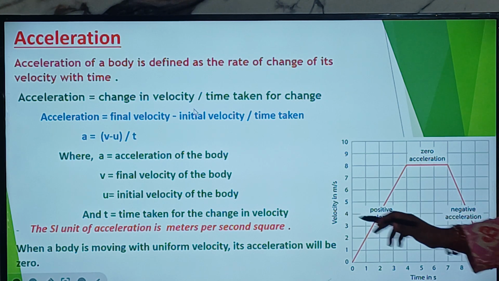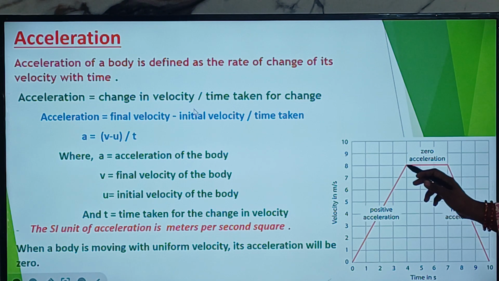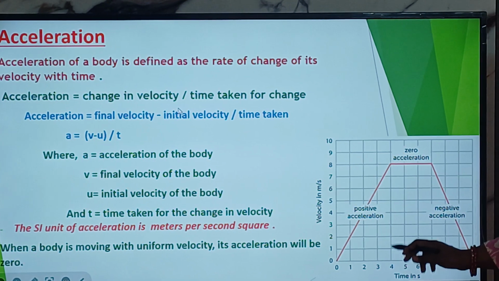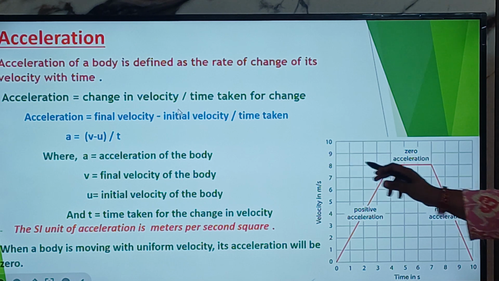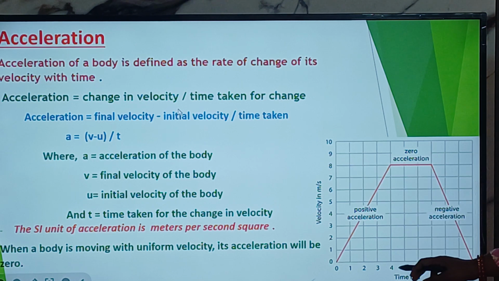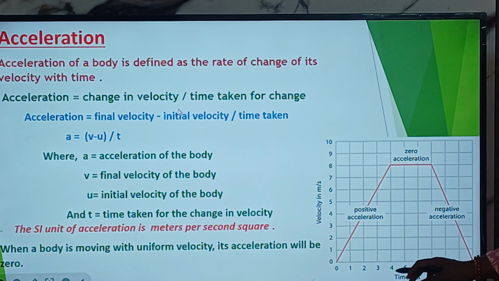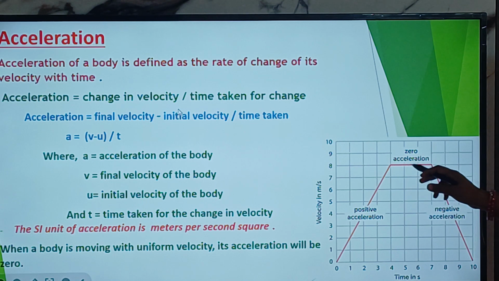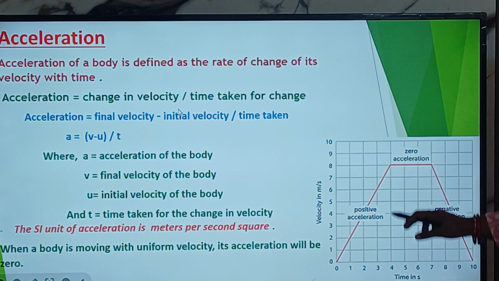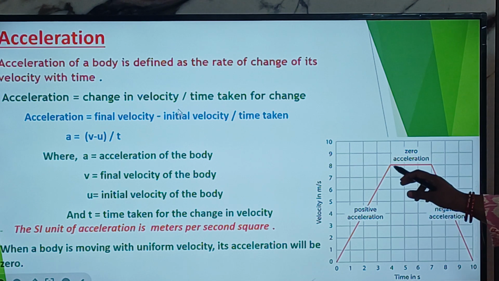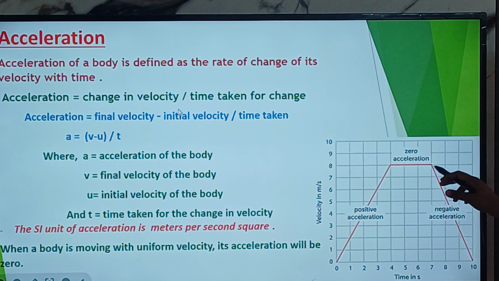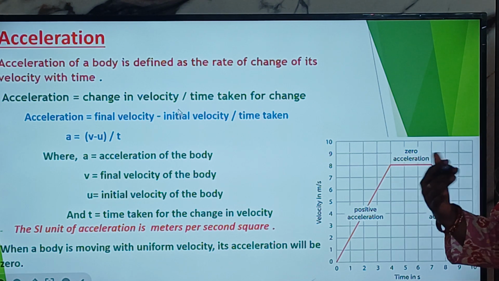Here there is a velocity time graph. A body is moving with a certain velocity, 8 meter per second at 4 second. The velocity of the body is 8 meter per second at 4 second, and it remains the same till 7 second. So from 4 second to 7 second, the velocity of the body is 8 meter per second. It is not changing. If the velocity is not changing, it means acceleration will be zero.